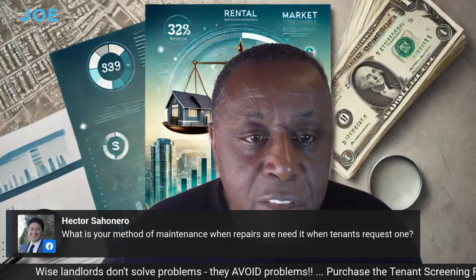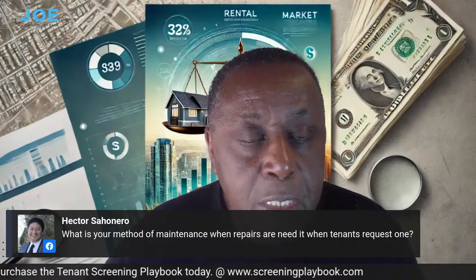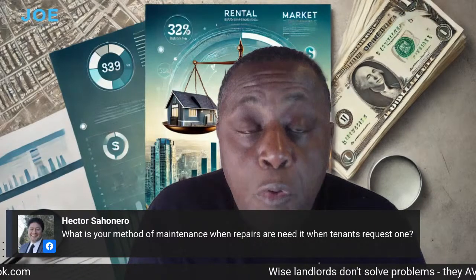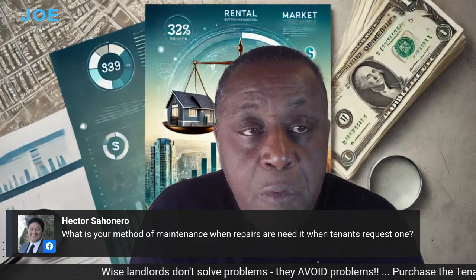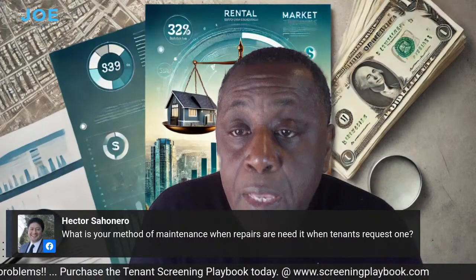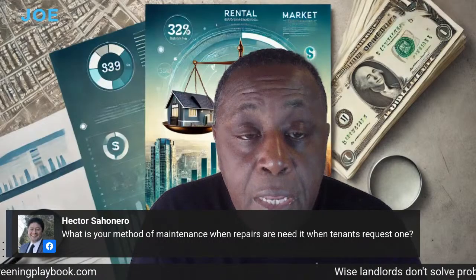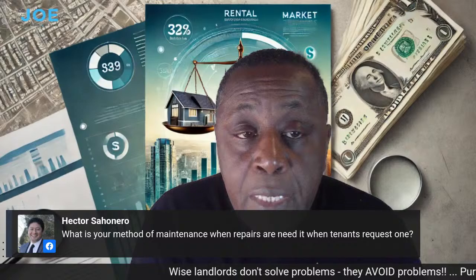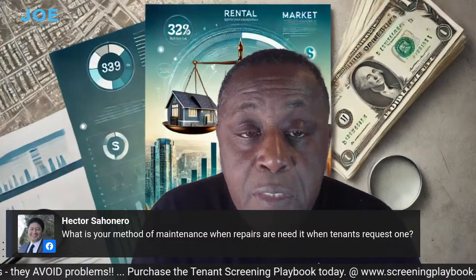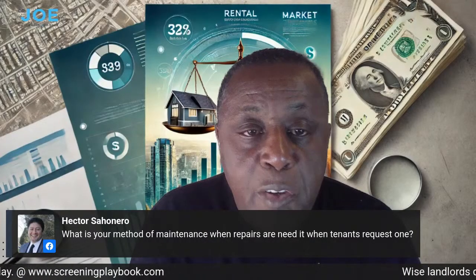What is your method of maintenance when repairs are needed when tenants request them? Okay, so how do I handle maintenance? Typically, it's a two-part strategy. I have home warranties on all my properties. There are quite a few home warranty companies out here. I wouldn't tell you which one I use, but they usually cover the major systems like electrical, plumbing, heating, cooling, and appliances. So if there's a problem with one of those systems, typically the tenant will call me. I find out the nature of the problem, and then I contact the home warranty company, and they assign it to a licensed, bonded, insured local company who will set up a time to go over to the house and take care of the problem.